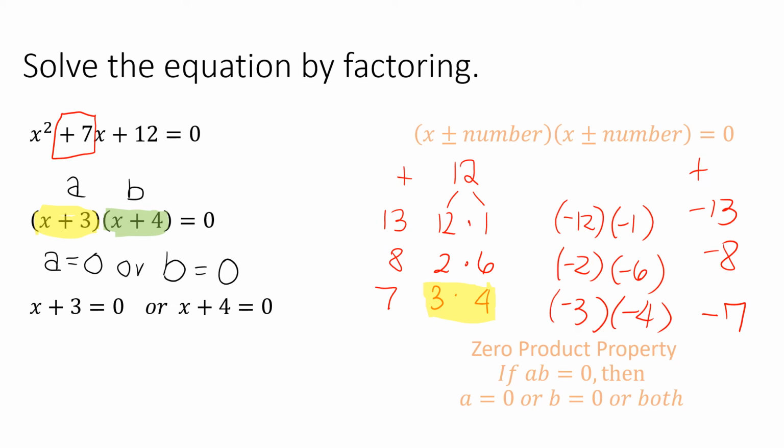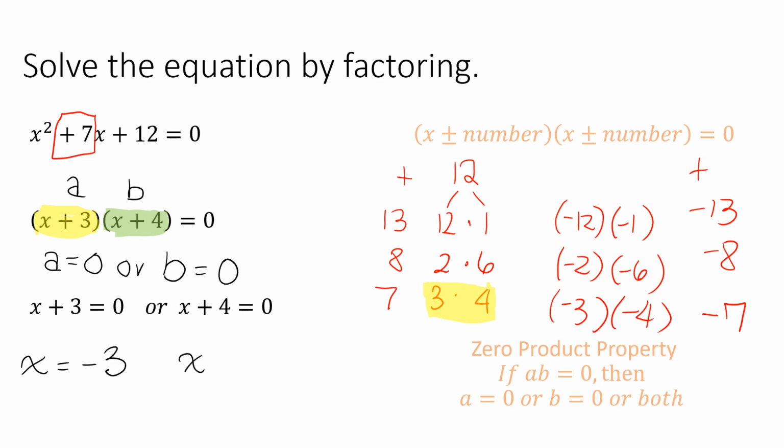So we have x plus 3 equals 0, or x plus 4 equals 0. And now we solve each of these individually. Let's start with the one on the left, x plus 3 equals 0. To solve for x, we move 3 to the other side. Since 3 was positive on the left-hand side, when we moved it to the right-hand side, it is now negative.